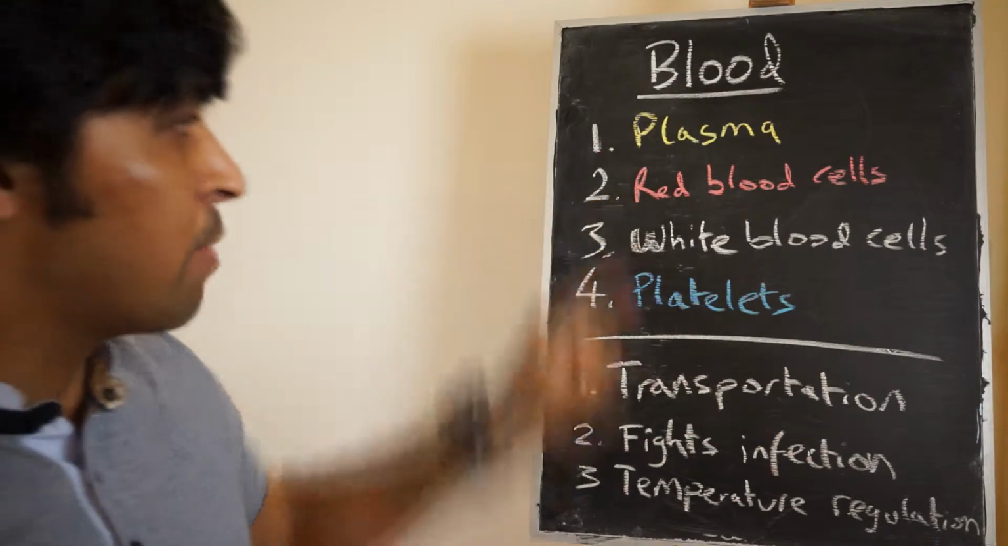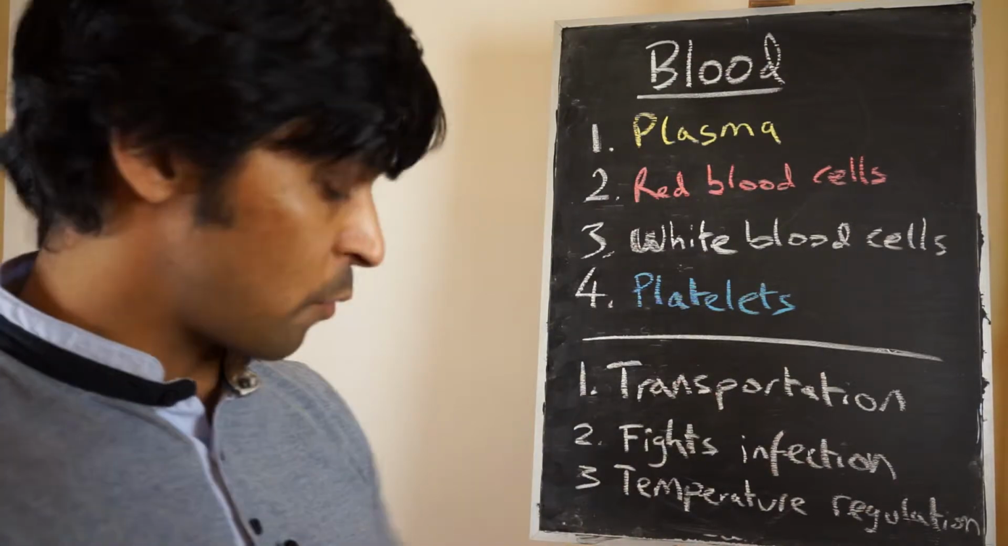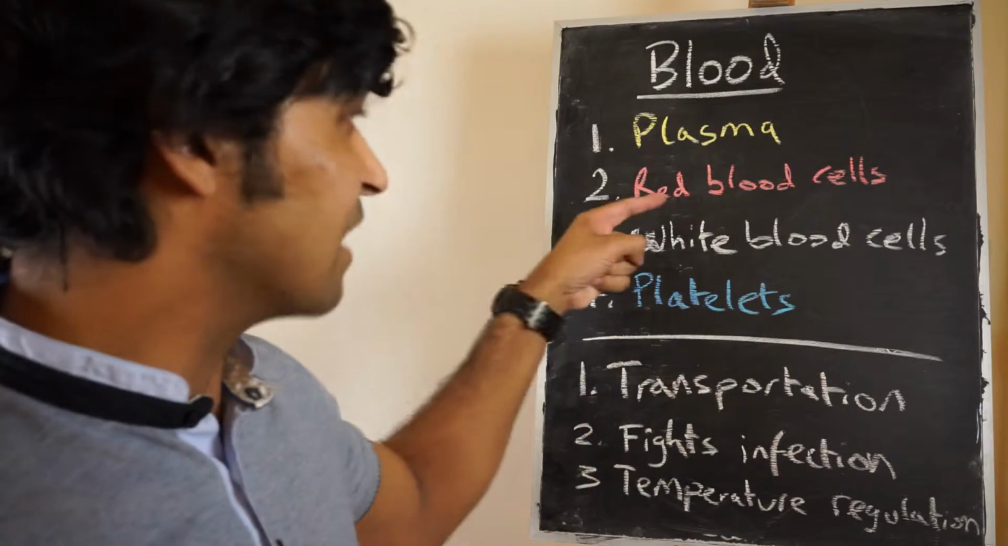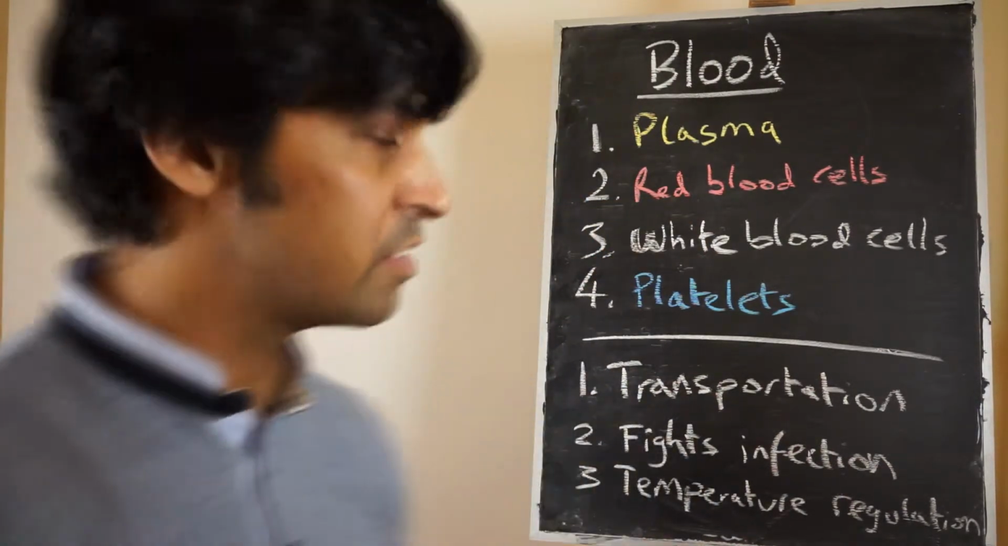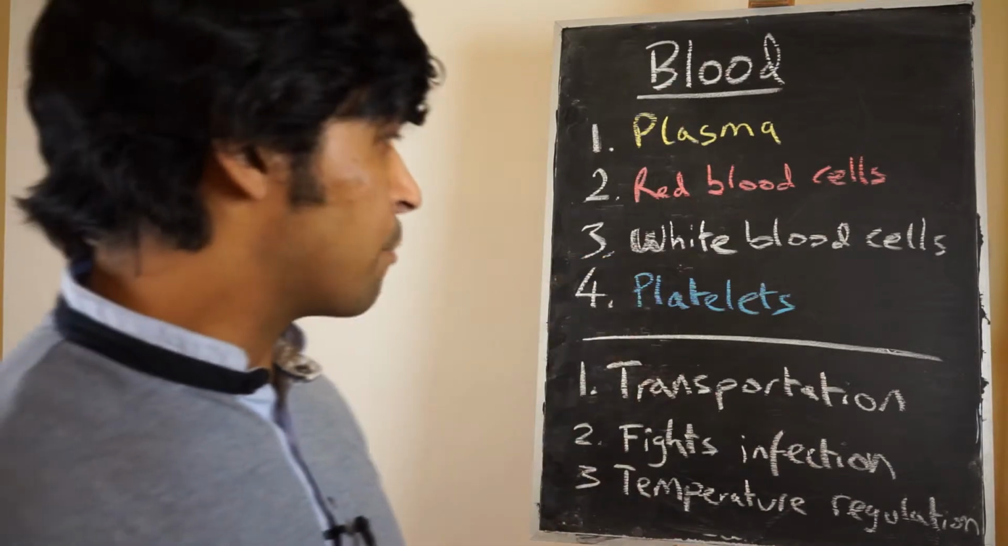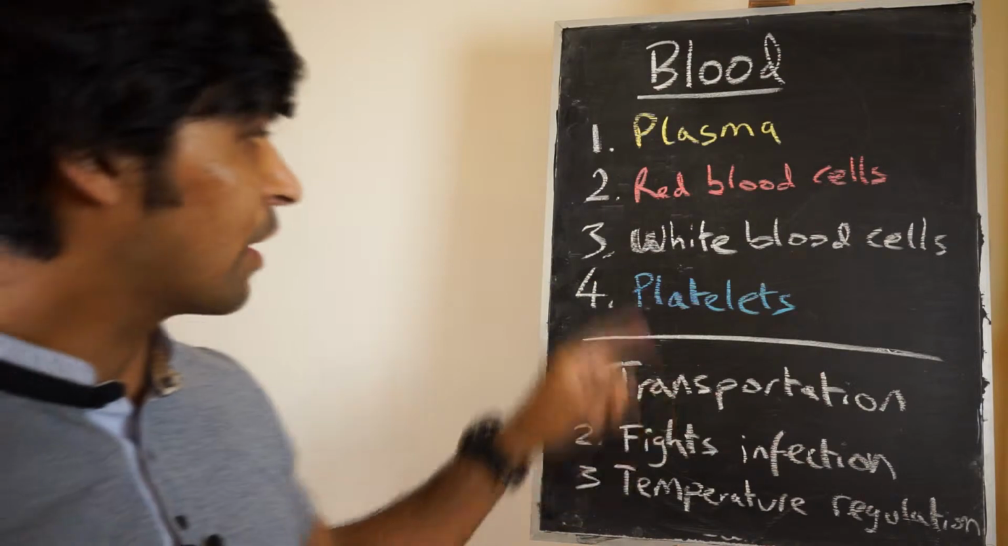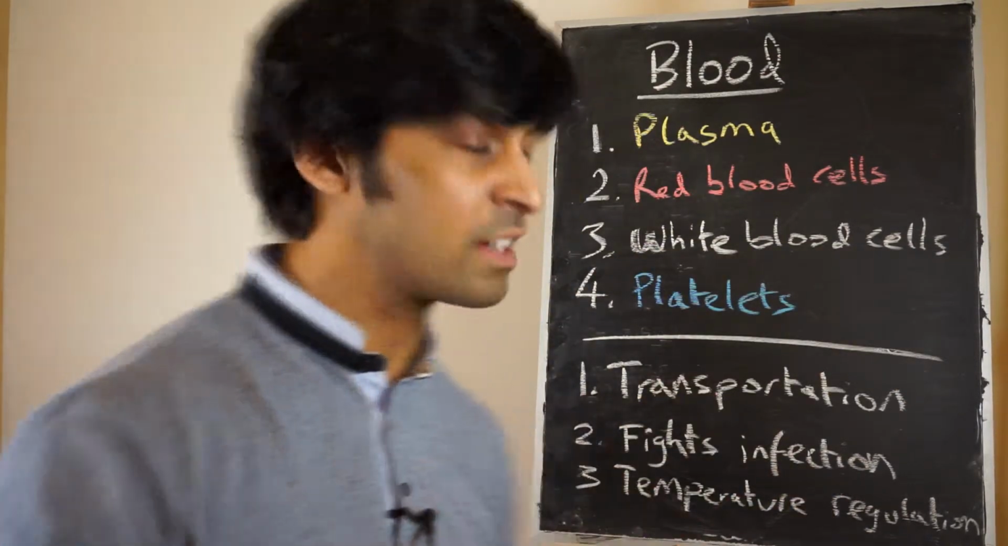Then you've got the red blood cells. What these do is they carry the oxygen. And when you cut yourself and you see the blood is red, it's because it contains a lot of red blood cells, because your cells require a lot of oxygen. Then you've got white blood cells. Do you like how color-coded it is? Red and white. Okay, white blood cells, what they do, they fight infection.